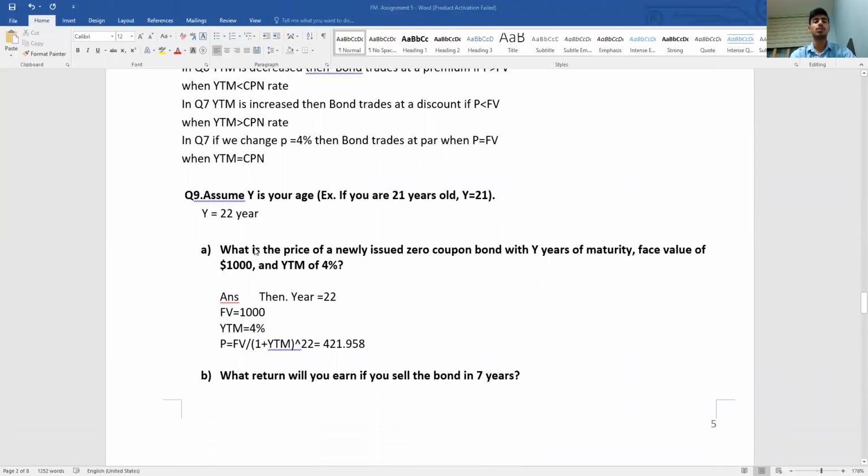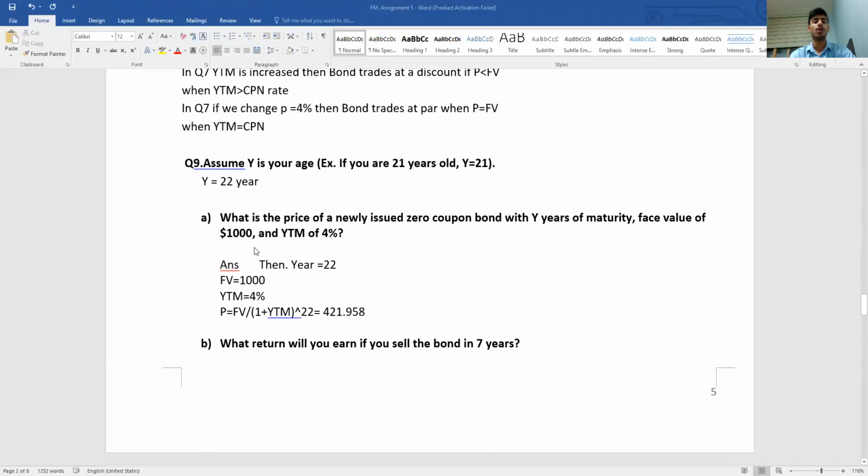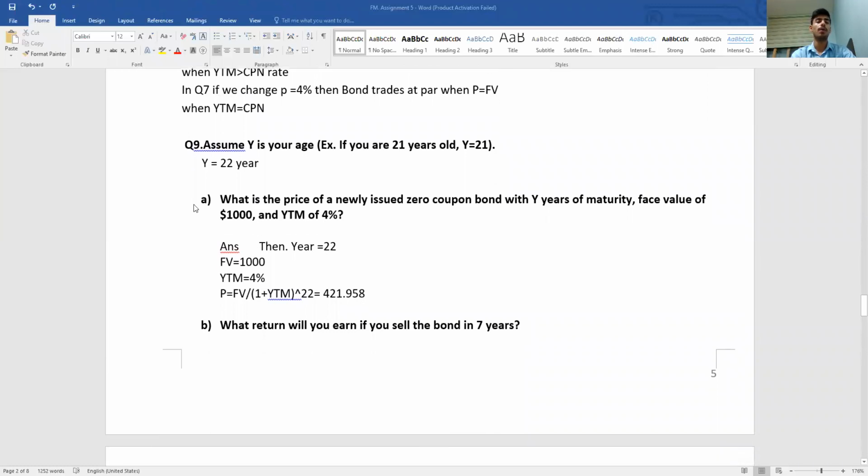Assume y is your age. If you are 21, for example, y is 21. I'm 22, so I took y equal to 22.